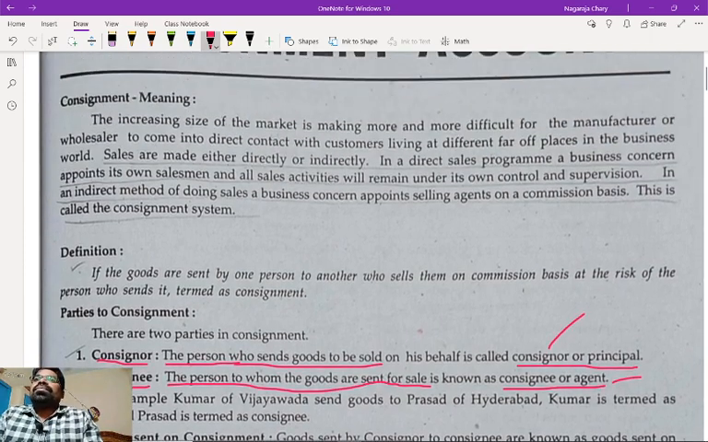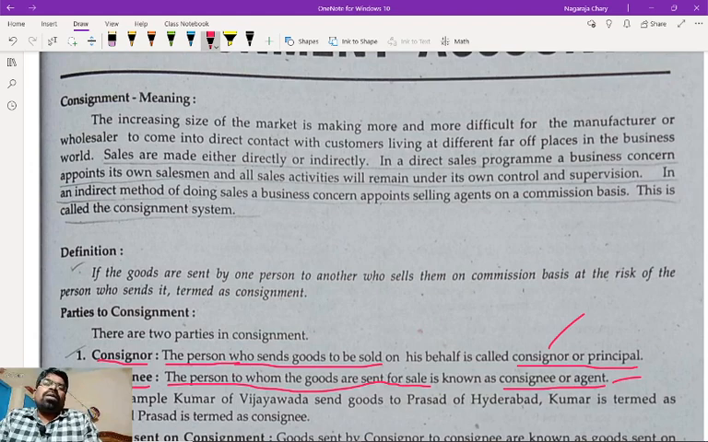This is indirect sale, what we call indirect sales. Direct sales means that the manufacturer sells the goods directly. Indirectly means the goods are sold out through people in different areas. What is the benefit to the people in other areas? The commission will be given to them.